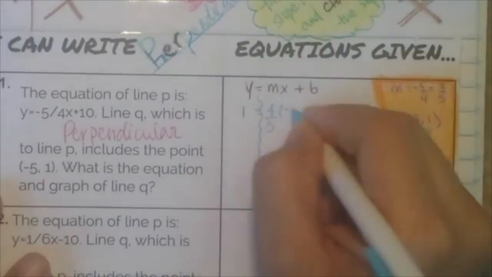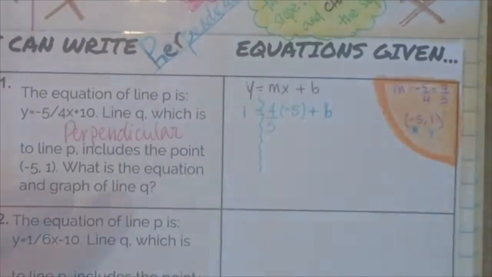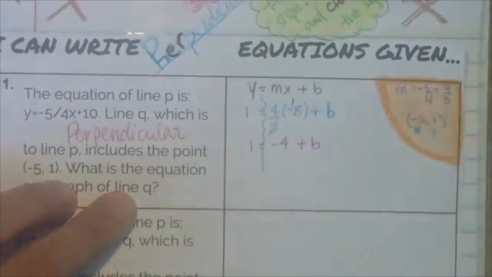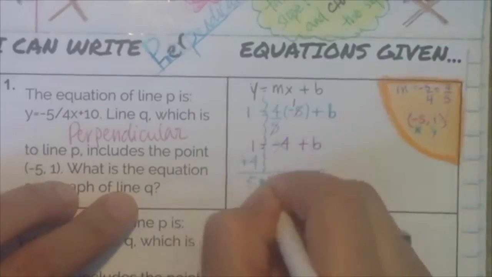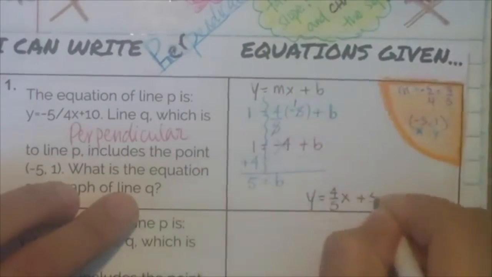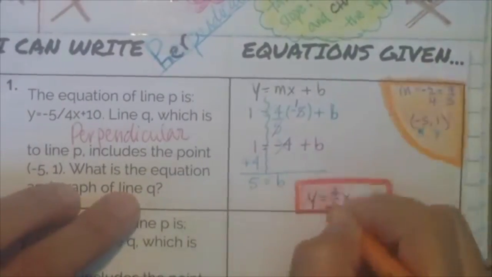When I see m, I'm going to put in the slope. And when I see x, I'm going to put in the x value. Remember, if it's on the top and the bottom with multiplication, it cancels. So leaving negative 4 plus b. So for b, b is equal to 5. Then y equals the slope, which is 4 over 5x, and then plus b, which is 5.